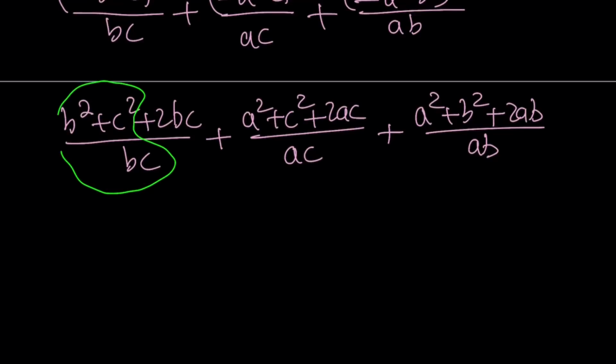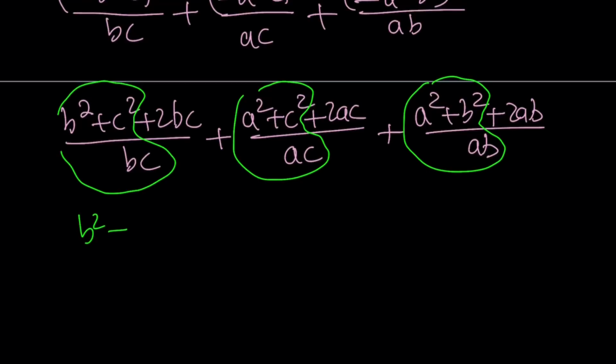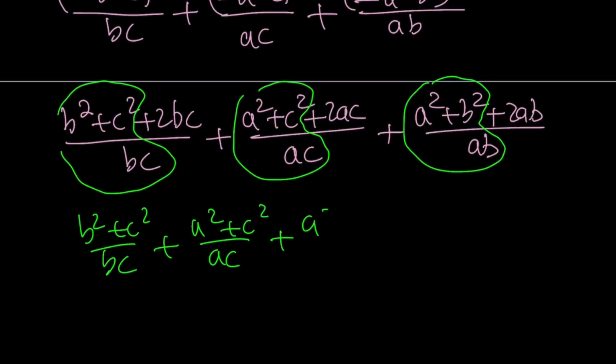This is kind of fun. And when you do, you're going to get something nice, because you're going to get 2bc divided by bc, which is 2. So you're going to get the 2 three times. 2 plus 2 plus 2. Notice that? But let's go ahead and separate these first. b squared plus c squared over bc, a squared plus c squared over ac, and a squared plus b squared over ab. Plus 2 plus 2 plus 2, that is going to be plus 6. I hope that makes sense.